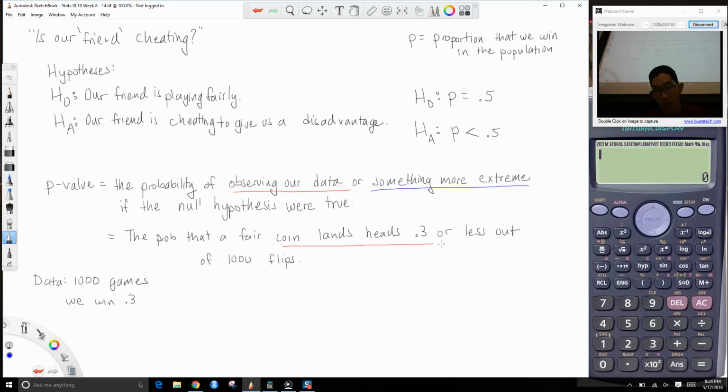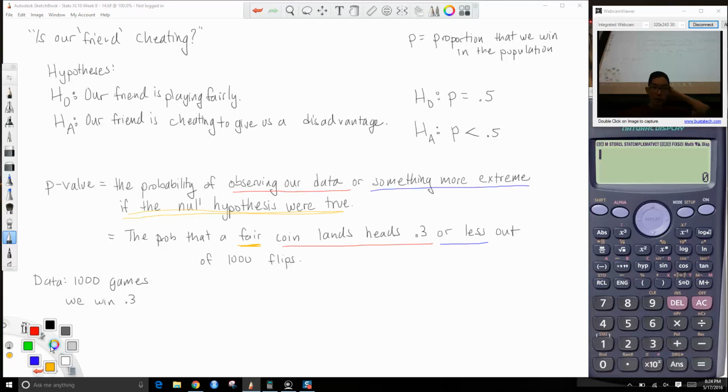Is the "or less." The reason why we have to bother with this 30% or less is because if we were going to accuse our friend of cheating because we won only 30% of the games, we would also accuse him of cheating if we won 29% of the games, or if we won only 28% of the games. So it makes sense to include all of the times we would accuse him of cheating, which is winning 30% or anything less. And then this part, if the null hypothesis were true, comes in where it says a fair coin.